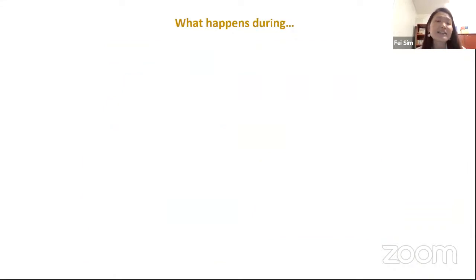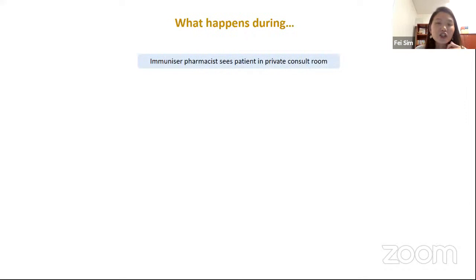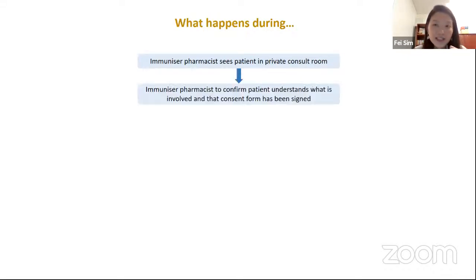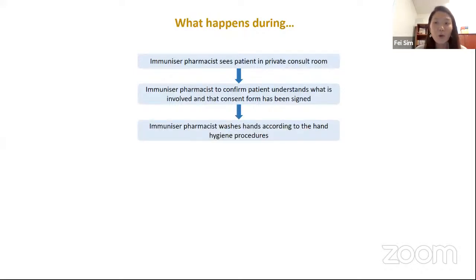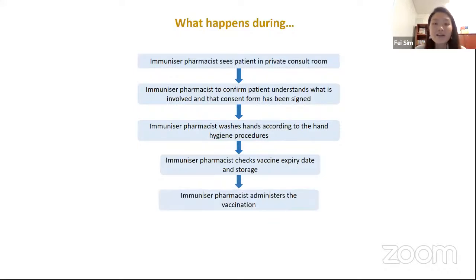So the next slide here is I want to talk about what happens during the process. So imagine in this case, you as the pharmacist, you are now seeing the patient in the private consult room within the pharmacy. The pharmacist then confirms that the patient fully understands what is involved and that consent has been given. And then the pharmacist will go ahead and wash their hands and clean and sterilize their hands following the hand hygiene procedure. And the pharmacist will then check the vaccine expiry date and whether the vaccine is stored appropriately and whether it is safe. And the pharmacist then administers or injects the vaccine.